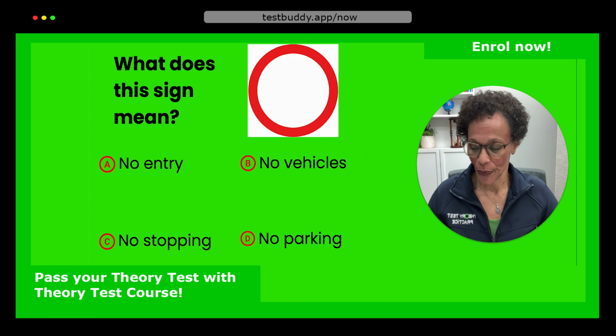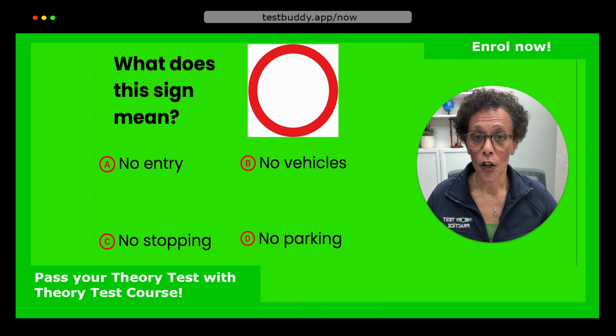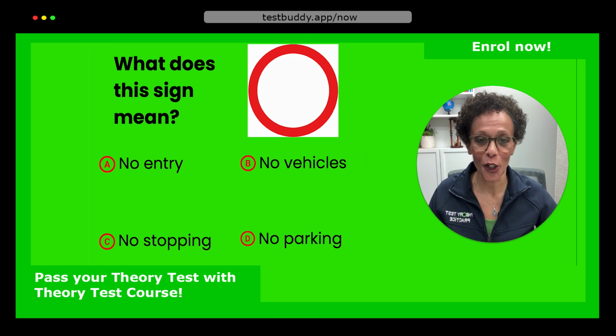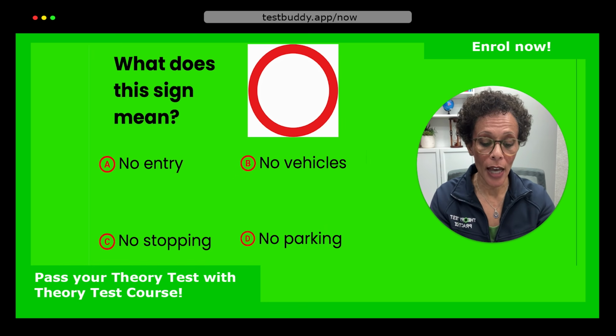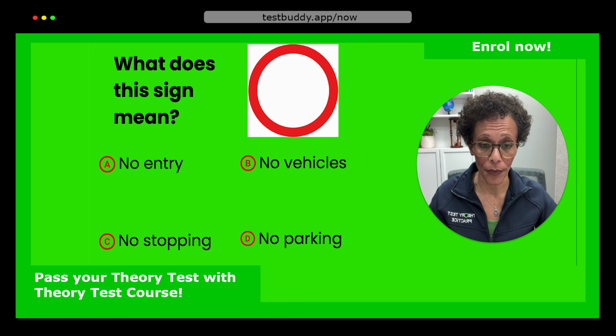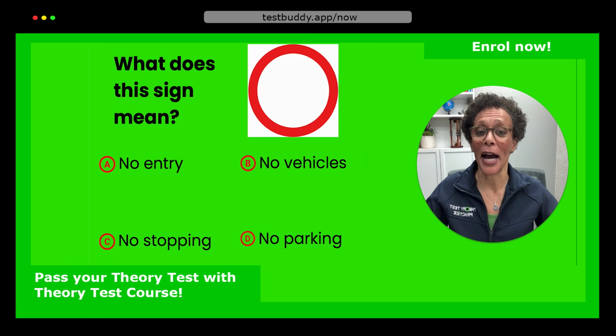So next question. What does this sign mean? No entry, no vehicles, no stopping, or no parking. Do you know this one? There's a lot of confusion sometimes with this sign. So this is a circle, so it's an order. It's a red circle. Remember that red O means no. It's telling you what you must not do. But it's got nothing inside the sign.